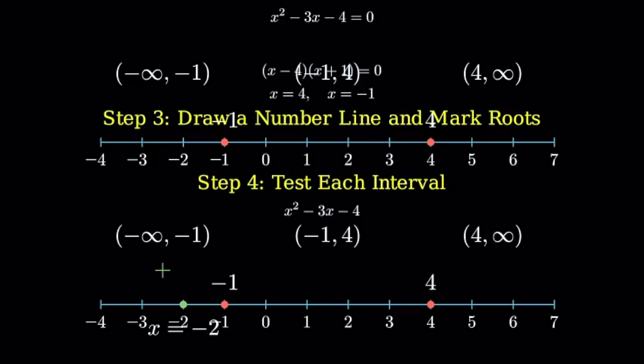Now let's test the second interval, −1 to 4. Let's pick x = 0. Plugging this in gives 0² − 3(0) − 4, which is −4. Since −4 is negative, the expression is negative in this interval.